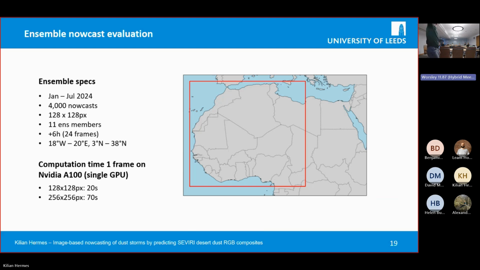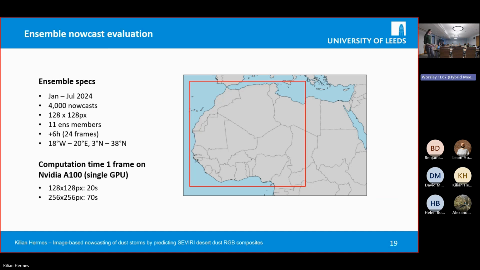And when you look at this area here in West Africa, for a rough idea how long that takes to compute, one frame on an A100 GPU takes about 20 seconds. If we compute an ensemble of 11 members, it takes much longer. And if we go to higher resolution, at least with that model, it takes even longer. So the crucial thing here is that we must be much faster than reality, because we want to use that for short-term predictions in real time.